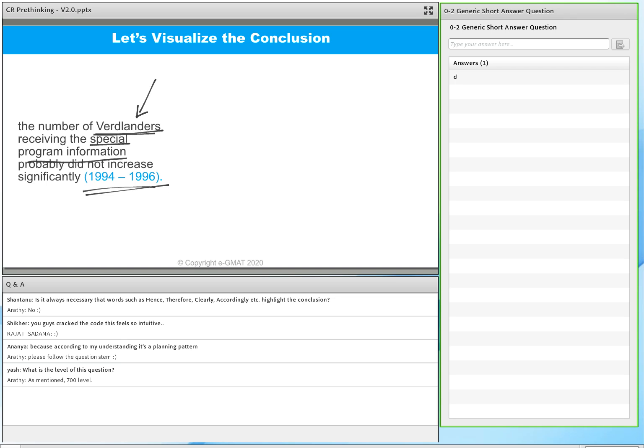If you visualize this, what it's saying is if 1,000 people received special program information in 1994, then that number in 1996 is probably 1010 or 990. It didn't go up a whole lot, or it stayed more or less the same.